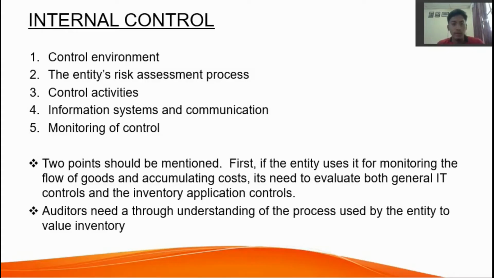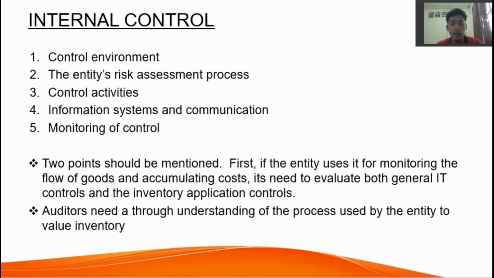So next, I will continue with internal control. There are 5 components in internal control. The first one is control environment. This contains moral values, managerial skill, and the honesty of employees. The second component is the entity's risk assessment process, which is to evaluate risk on a regular basis as changes occur in an organization. The third is control activities, which are policies and procedures that help ensure that management directives are carried out.